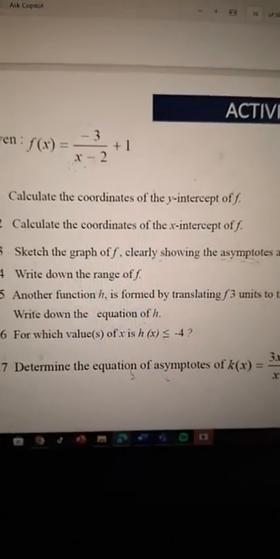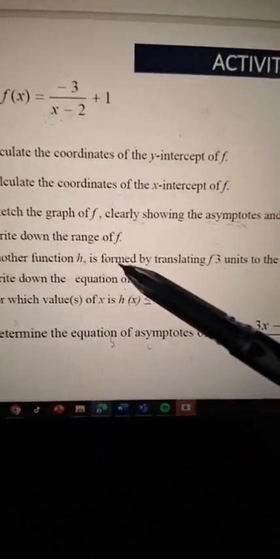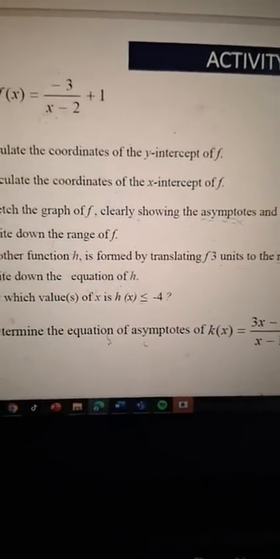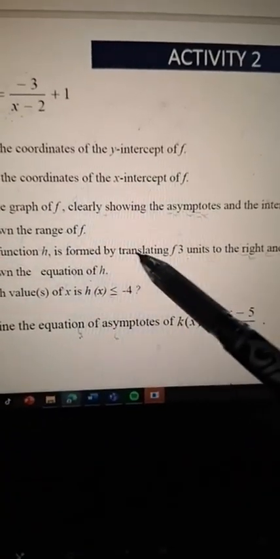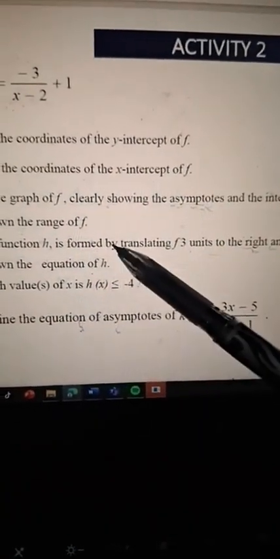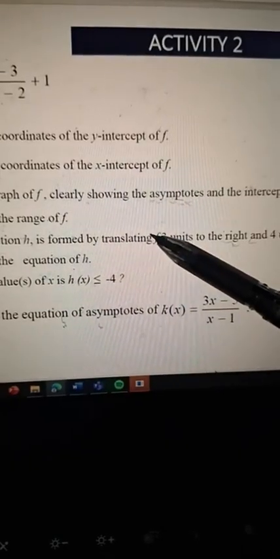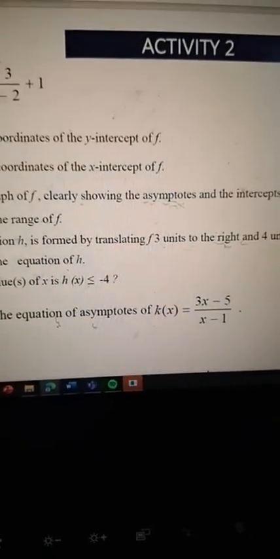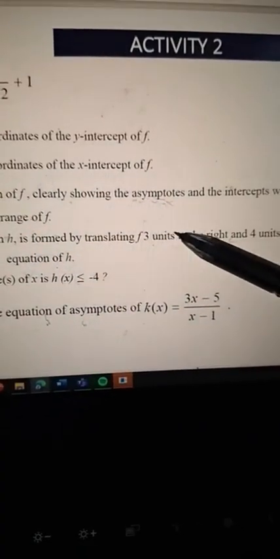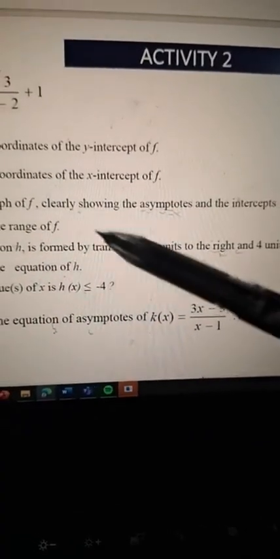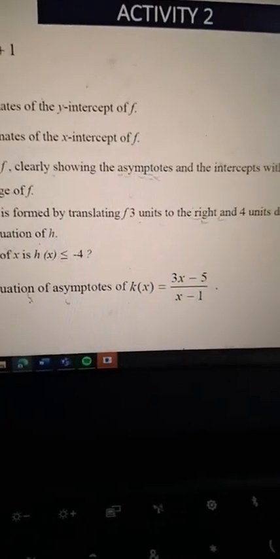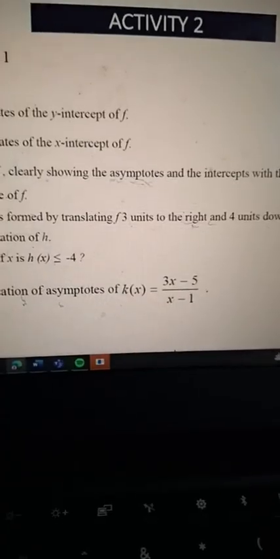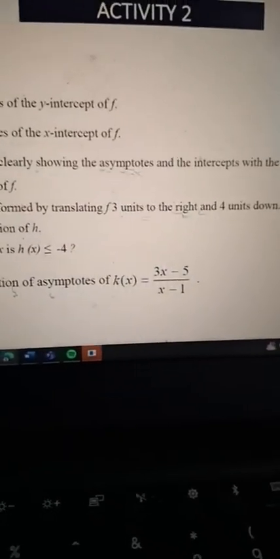Now, in your head, you ask yourself, h is a new function. And then it's like, how is this new function formed? And they tell you, by translating. What is translation? It simply means movement. By translating f, moving f 3 units to the right. So if we are moving f 3 units to the right, what is actually happening, guys? What is actually happening? We are subtracting 3.